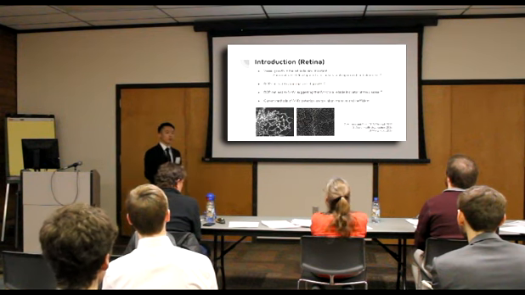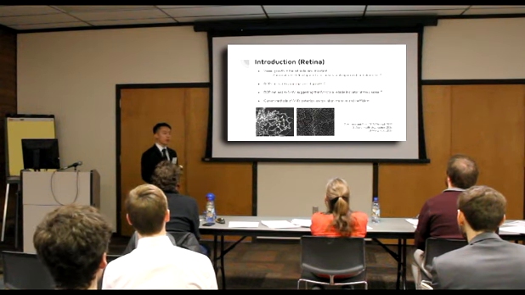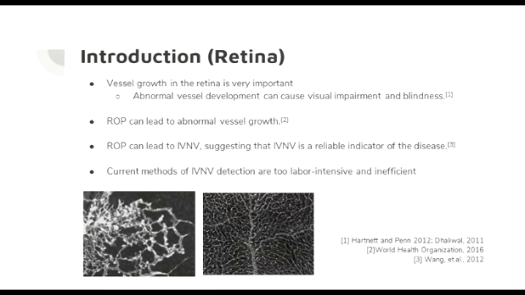And so vessel growth in the eye is very important because if you have abnormal blood vessel growth, you're going to have visual impairment or blindness. And so since ROP has been linked to IVNV, it suggests that IVNV can be a reliable indicator of ROP. However, the methods of detecting IVNV are extremely slow and manual, and so I wanted to create a faster and automated way of detecting IVNV, and so then we could detect ROP faster.